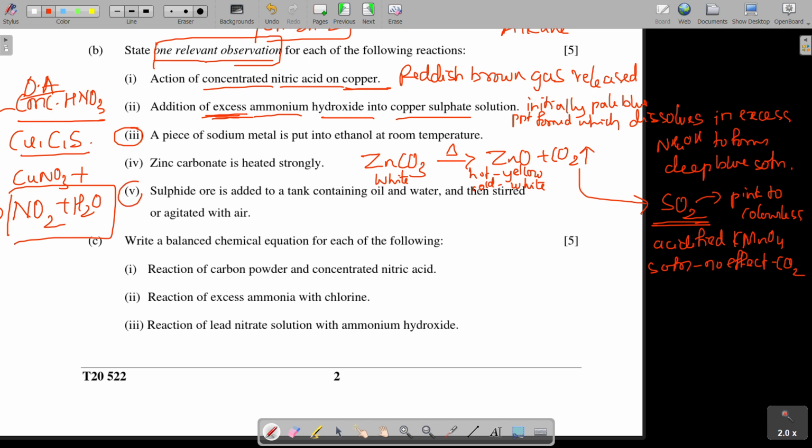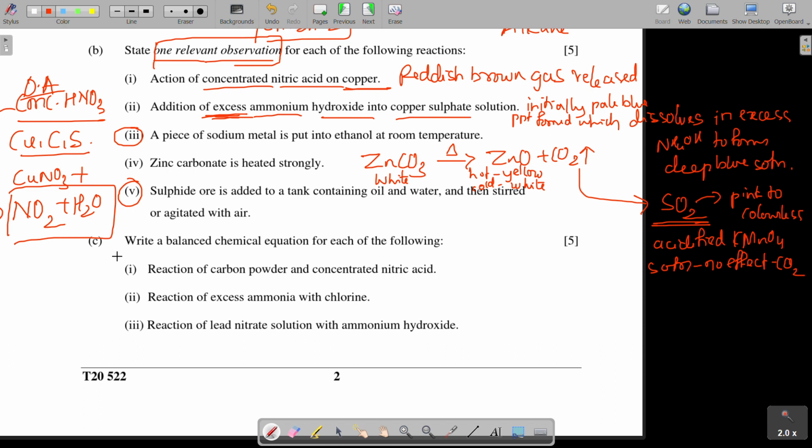Sulfide ore is added to a tank containing oil and water and then stirred and agitated with water. Again, this will be the methods of concentrating the ore, which is not there in your syllabus as of now. We have lots of things. Okay, so this is basically the froth flotation process. That's not in the syllabus, so let's leave it.